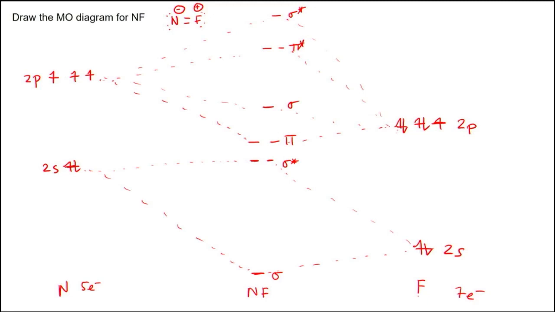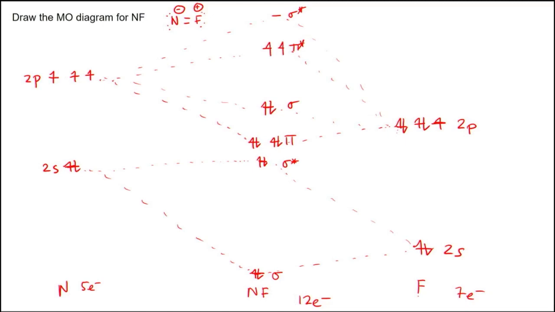Next, we have to add in all of the electrons. If we add up how many electrons we have, we have 5 from the nitrogen and 7 from the fluorine, which comes out to 12 electrons in this system. All we have to do is plug those in following the Aufbau principle, Hund's rule, and the Pauli exclusion principle. So we have 1, 2, 3, 4, 5. Oh, there's one too many right there. Weird. So we have 1, 2, 3, 4, 5, 6, 7, 8, 9, 10, 11, 12. So we have 12 electrons in here.